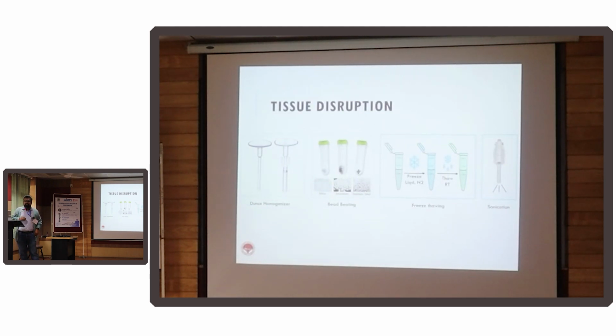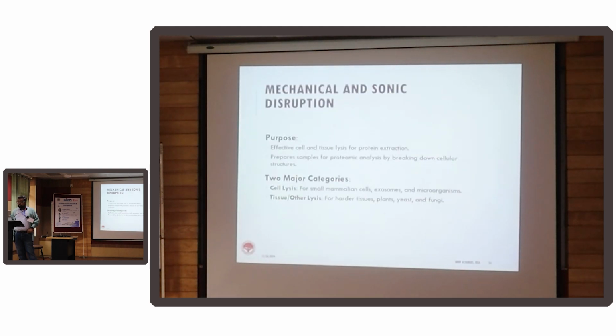You can also use instruments like bead beaters. You can use freeze thawing. You can use sonication. The purpose primarily is effective cell and tissue lysis. So the first few were mechanical. Then you had sonic. A sonicator primarily gives you strong ultrasonic beams that break the tissues. The fact of the matter is that you have to break down the cell so that the proteins can come out. There are two major categories.